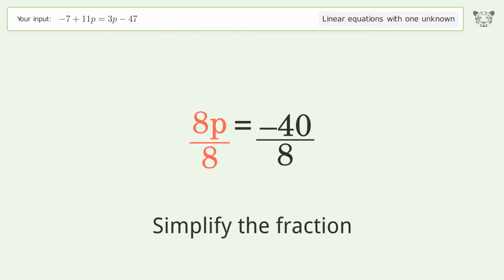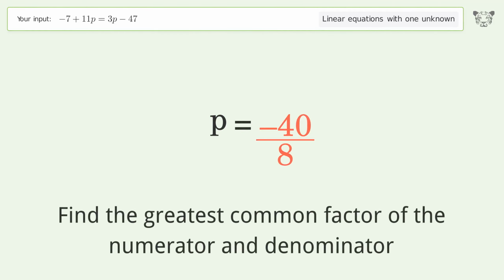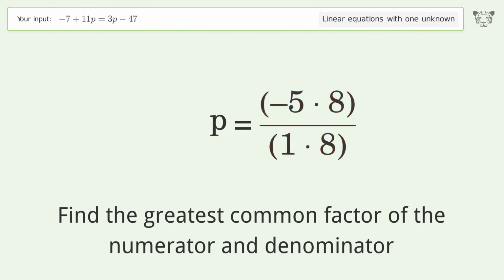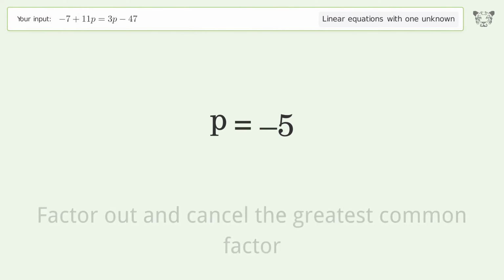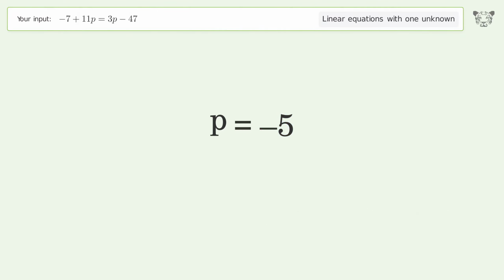Simplify the fraction. Find the greatest common factor of the numerator and denominator. Factor out and cancel the greatest common factor. And so the final result is p equals -5.